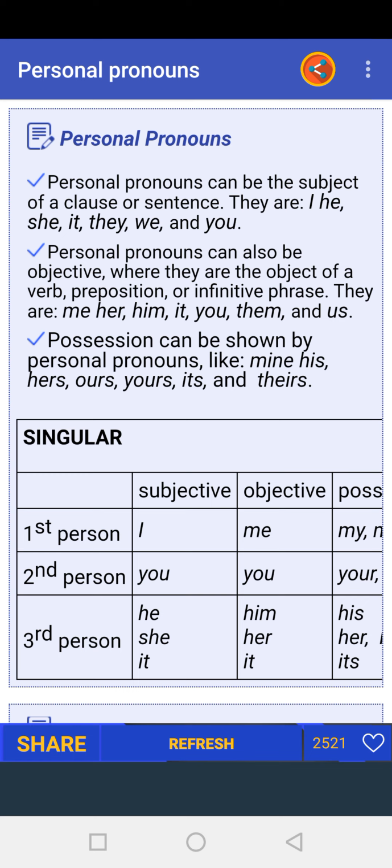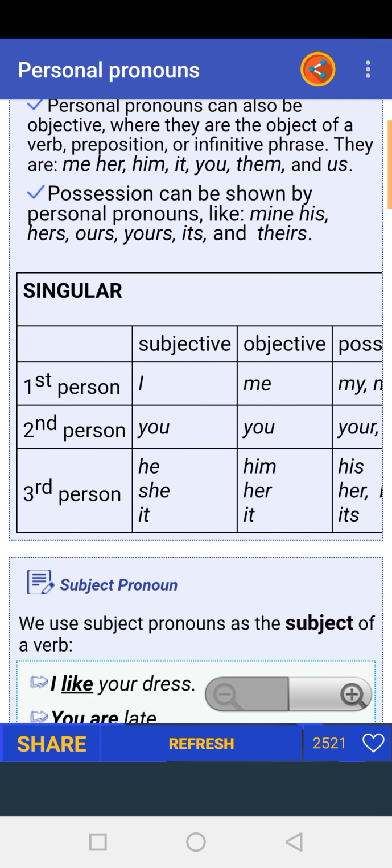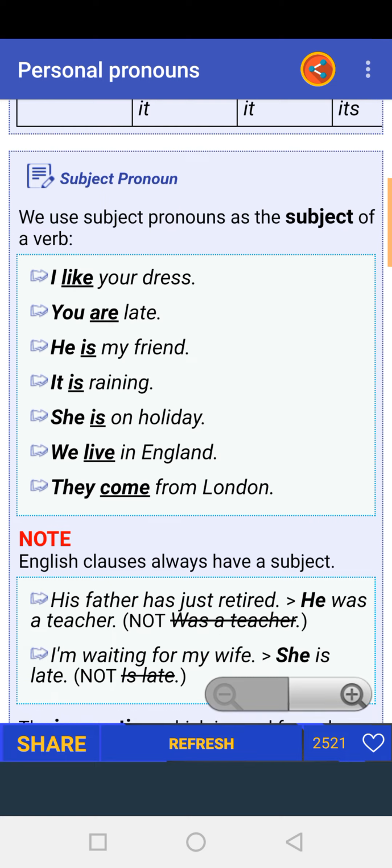So please refer to our last videos about pronouns to have more details about these types of pronouns and about their function. So let's continue with this video that gives us further information about pronouns. And now with the subject pronoun.